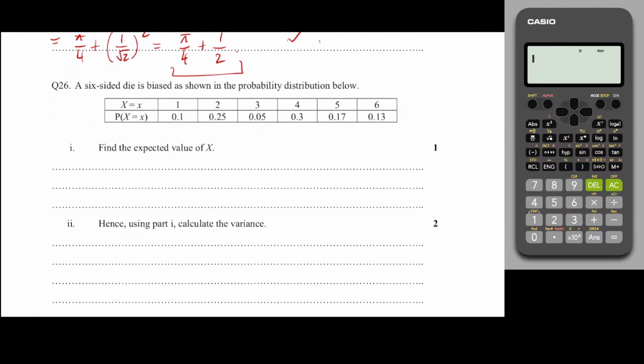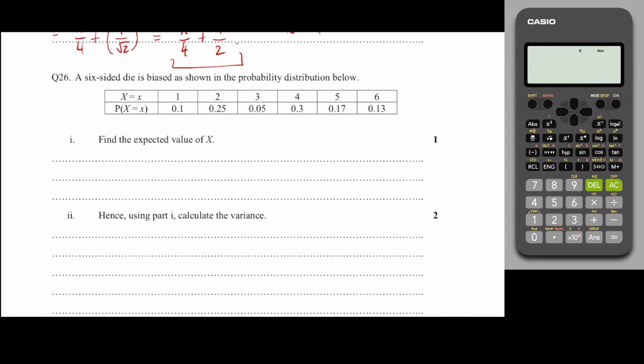A 6-sided die is biased, as shown in the probability distribution below. Find the expected value of x. Expected value is easy, it's just another word for the mean, but a way we can calculate this one is quite simple. The expected value of x is equal to, all you're going to do is take this value and multiply it by this one, and then you add it up, do the same thing, plus that times that, and so on.